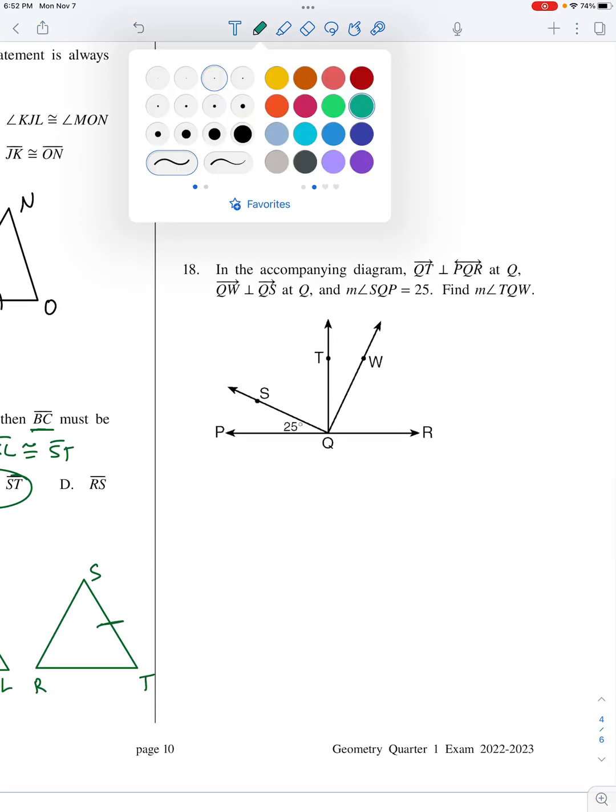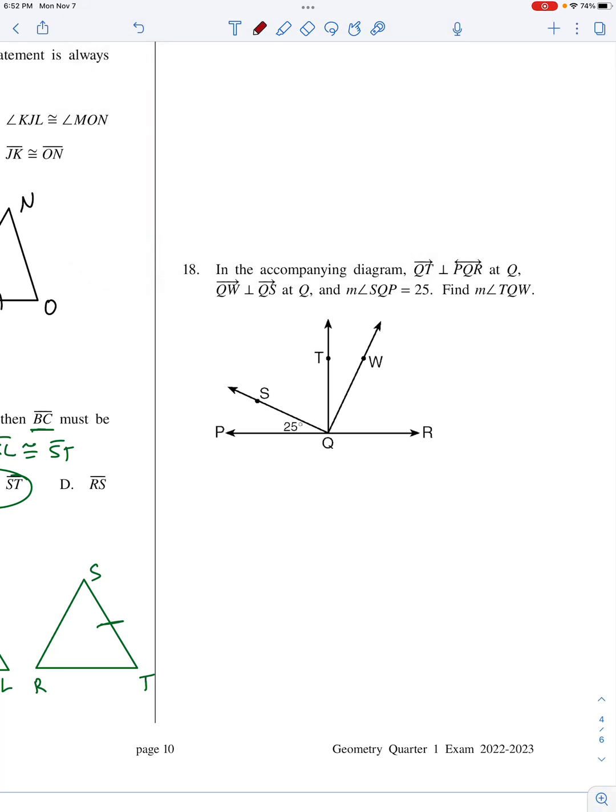18, this one's kind of hard, but when they tell you that QT is perpendicular to PQR, look at where those meet, QT, PQR. It tells you that you have right angles here and here. But also it says that QW is perpendicular to QS, which means there's another right angle here. So that's kind of confusing, but they want TQW.